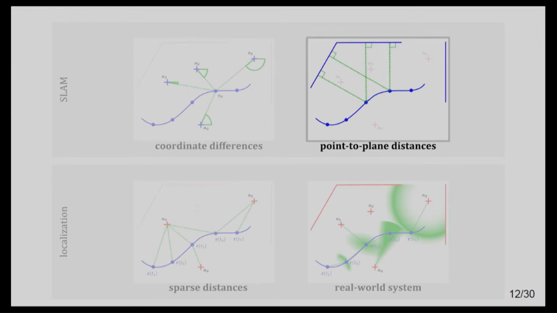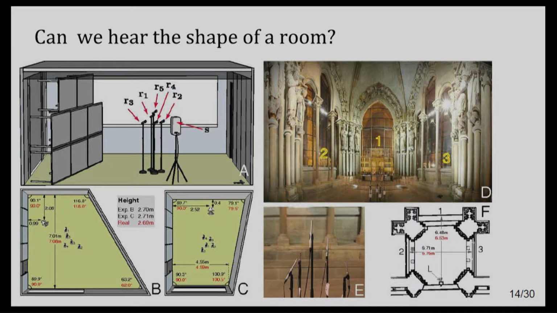Now, I would like to go a little bit into point-to-plane distances, although as a disclaimer, it's not my expertise. So I will have to refer you to my colleague for detailed questions. But for completeness, I try to give an overview. So this problem arose in the lab maybe 5 years ago or more, from the question, can we hear the shape of a room?